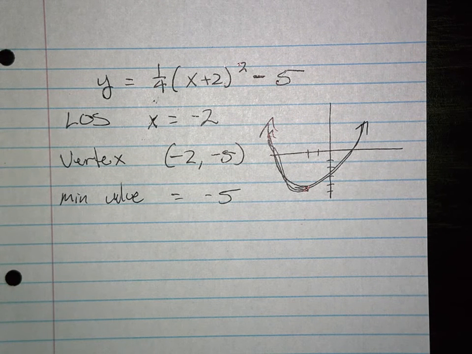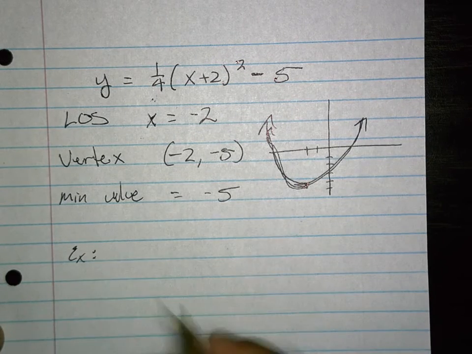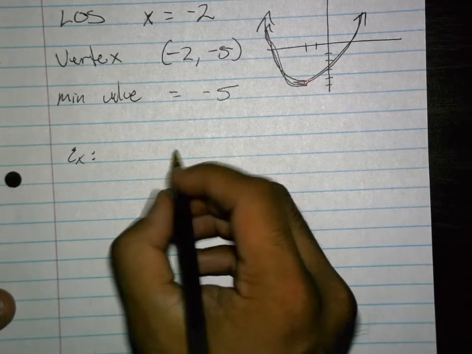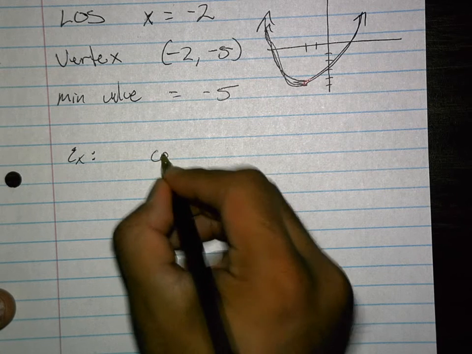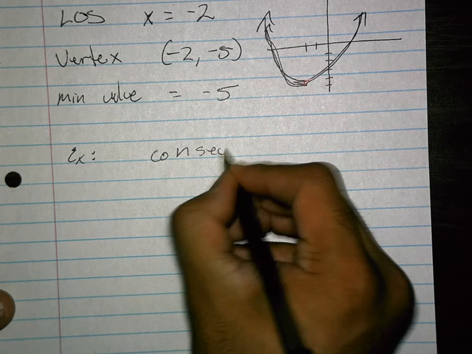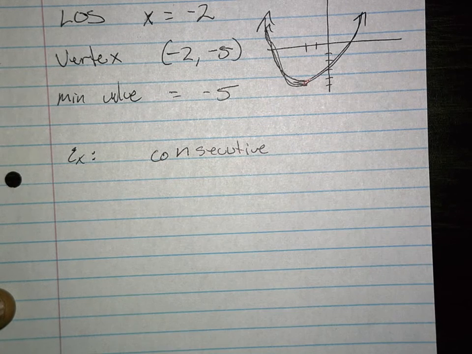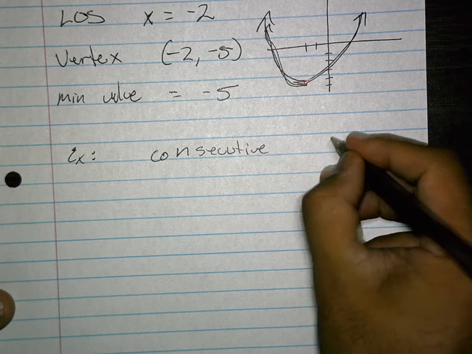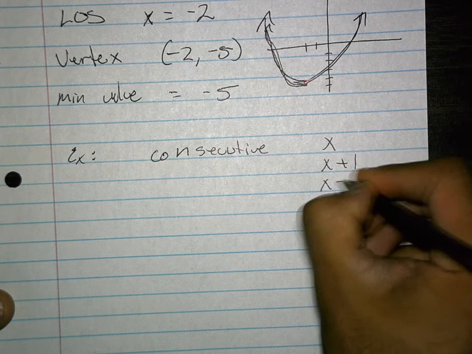You also had some consecutive integers in here, and remember, I'll just kind of get you started with this. Consecutive integers, okay, that's always x and then x plus 1 and then x plus 2 and so on.